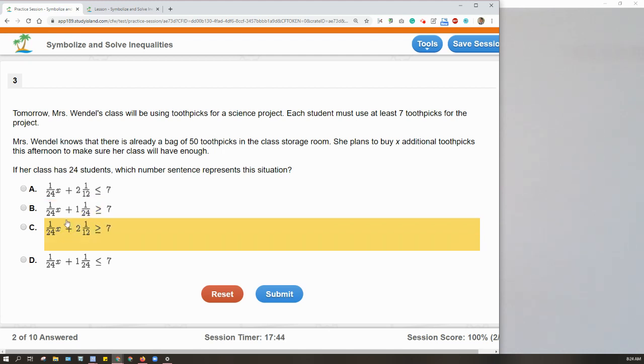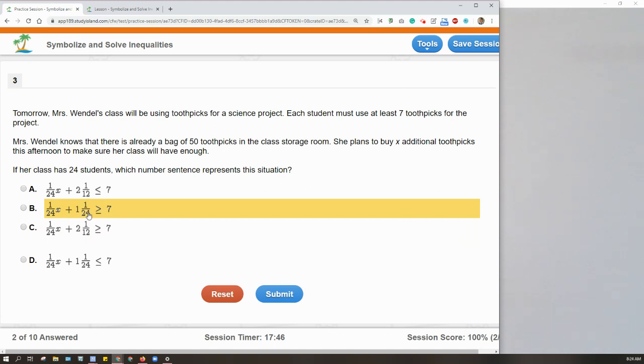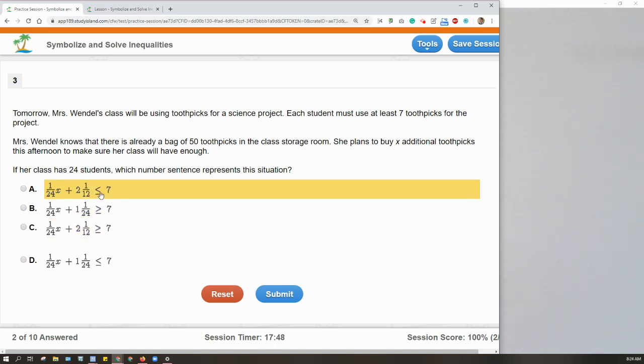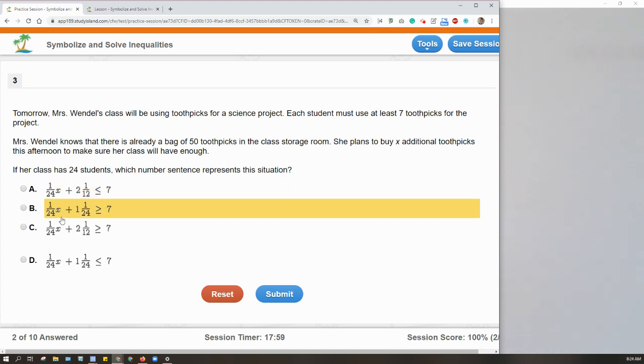And we've got B and C. We've both got X's right here and then greater than or equal to symbols. With A and D, it says less than or equal to, which means the number of toothpicks that you could buy could be 0, and it would probably fit the inequality. And that doesn't make any sense. So we're going to go ahead and choose B or C here.